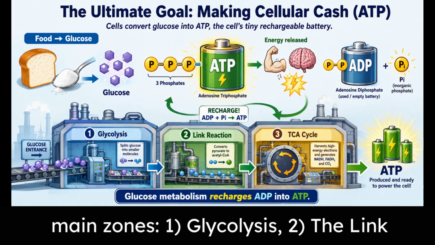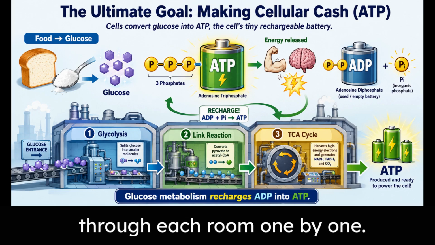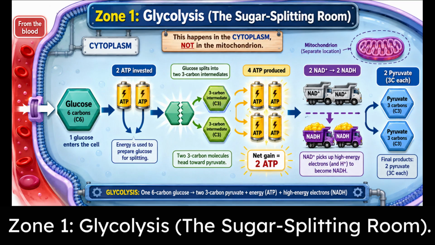1. Glycolysis. 2. The link reaction. And 3. The TCA cycle. Let's walk through each room one by one. Zone 1. Glycolysis, the sugar splitting room.